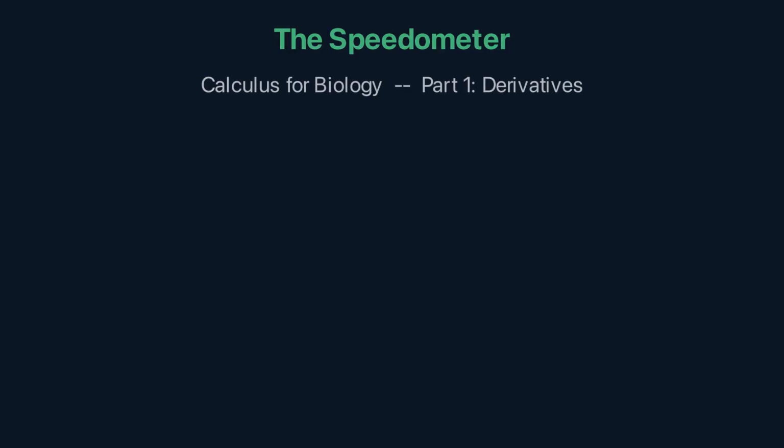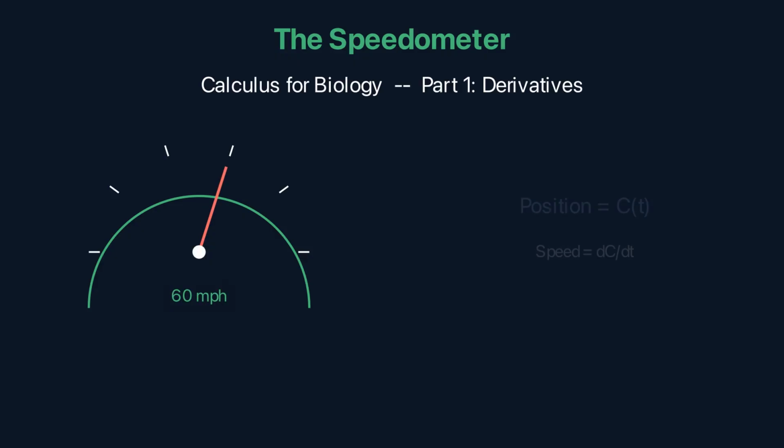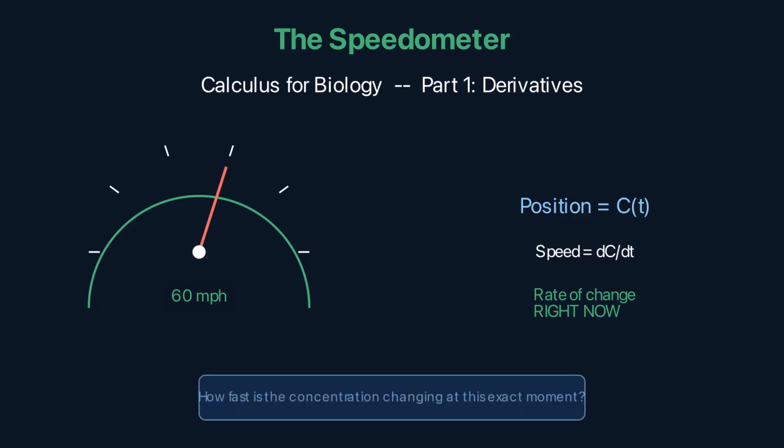A car on a highway. The speedometer reads 60 miles per hour. That's the rate of change of position right now, not the average speed over the trip, not the speed 5 minutes ago. Right now. In pharmacokinetics, the concentration-time curve is the position. The derivative, dC/dt, is the speedometer. How fast is the drug concentration changing at this exact moment?